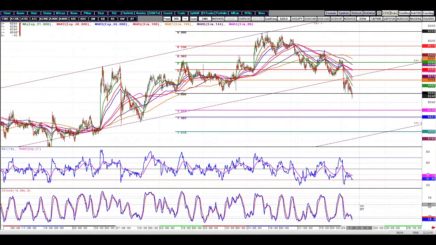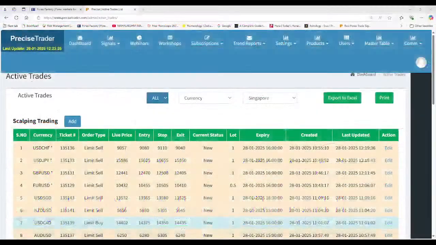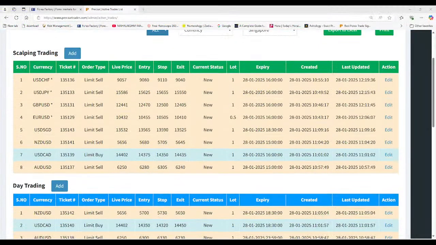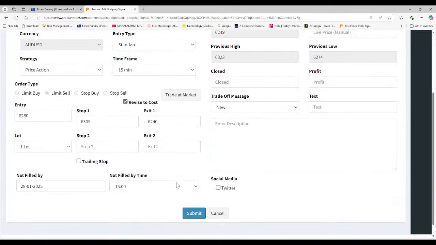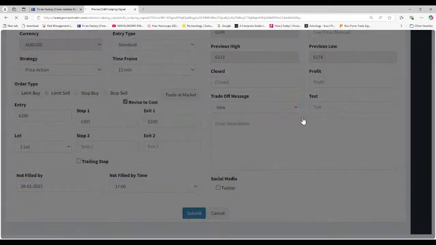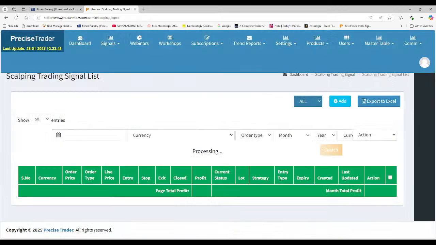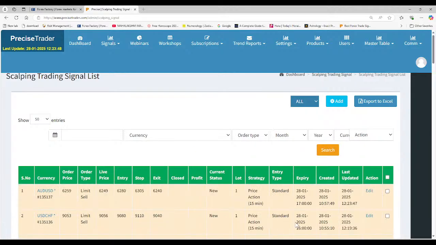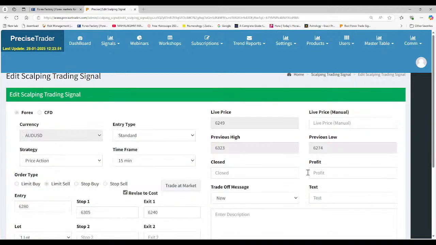And your stochastic is also in the oversold area, so we should see some pullback happening. Based on that, I think we are trying to sell at 62.80. This is a valid call, but the only thing is we put it in until 3. I think we have to extend it to 5, or even we can put it until the next time, but I think it should be okay.